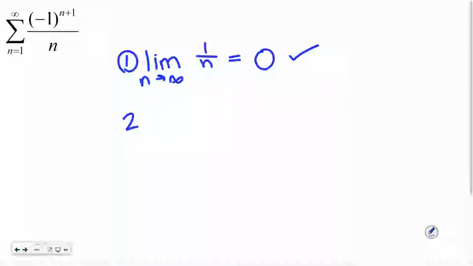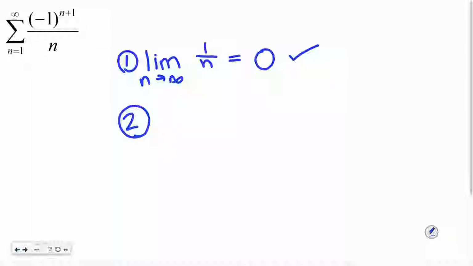I didn't do anything. Okay, so how many parts were there to that alternating series test? 2. So I better see 2 parts. The first, you need to look at the limit as n goes to infinity of the non-alternating part. So this is alternating, the -1 to the n plus 1. So take that out and we're left with 1 over n. Is that limit 0? Yes. And then number 2. We need to show that it's decreasing.